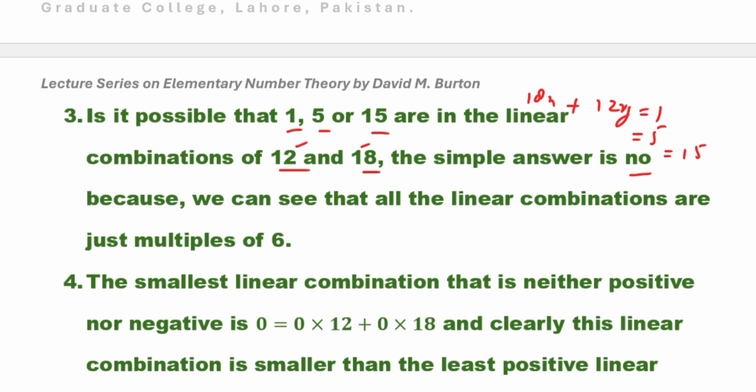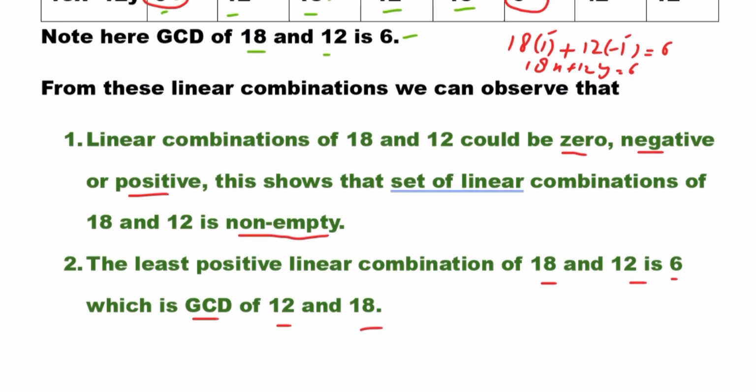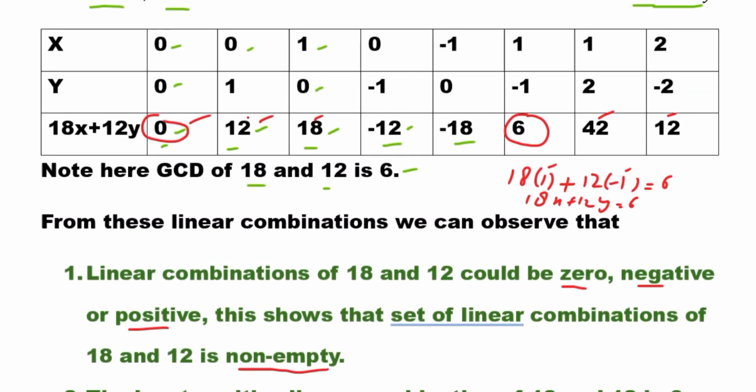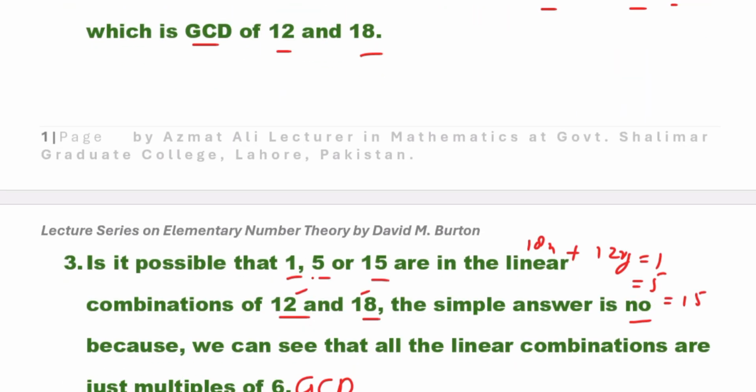Why? Actually, we can see that all the linear combinations of 12 and 18 are just multiples of 6, which is the GCD. If you again see the table, you can observe that all of these numbers 0, 12, 18, minus 12, minus 18, 6, 42, 12 are actually multiples of 6. So any number in this row which is not a multiple of 6 does not exist. So it is not possible that in the list of linear combinations, 1, 5 or 15 will exist.